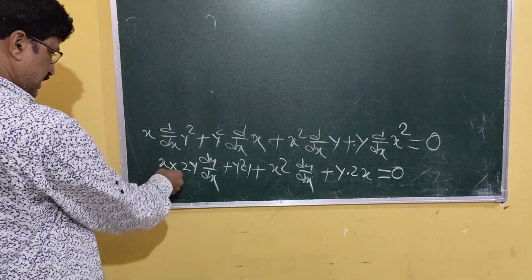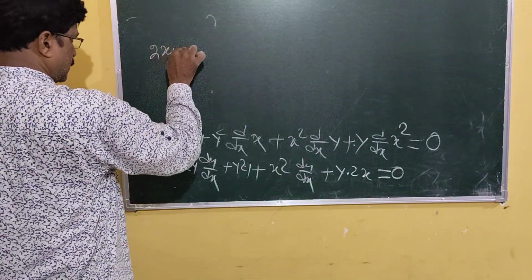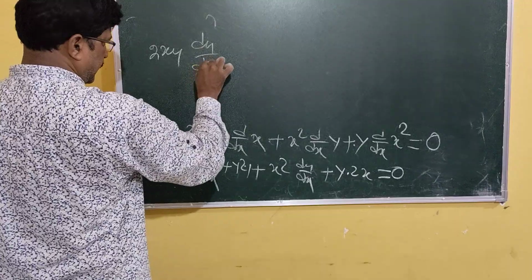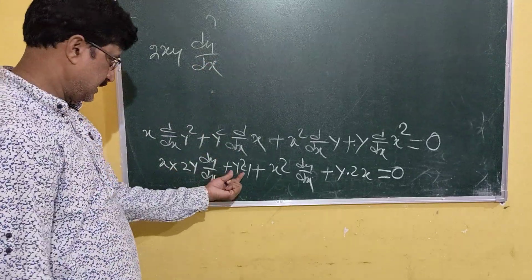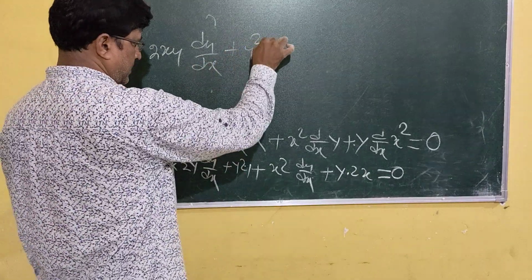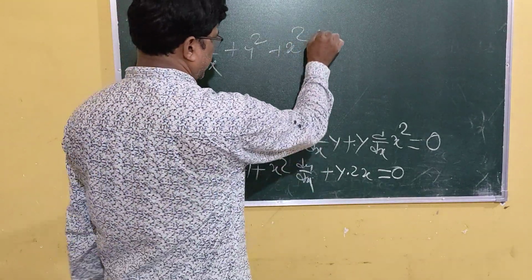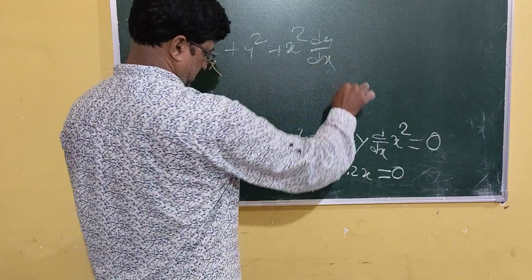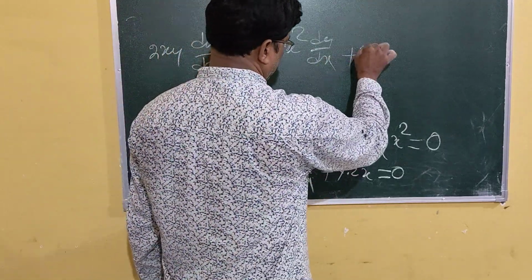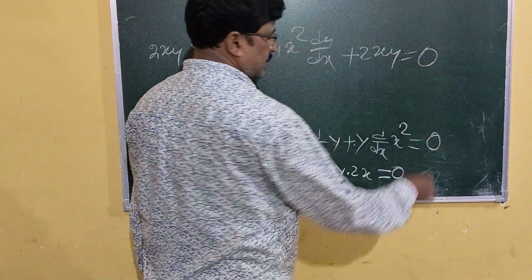Just to see what it becomes: 2xy dy by dx, plus y square, plus x square dy by dx, plus 2xy is equal to 0.